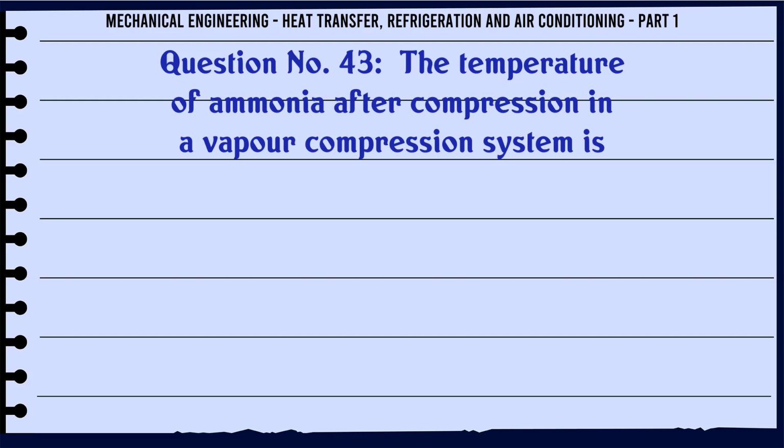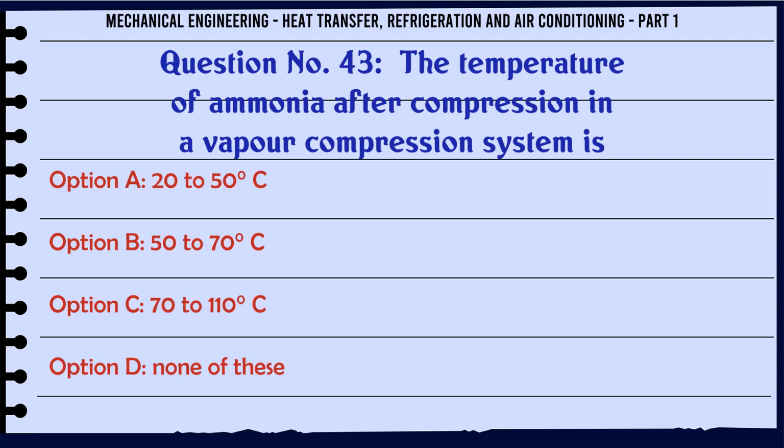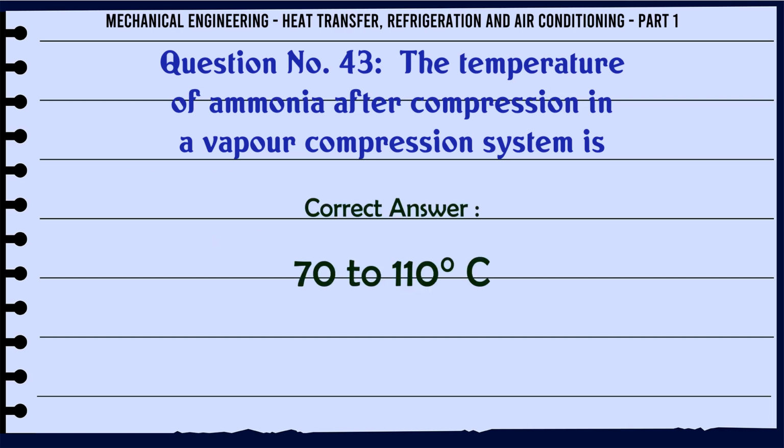The temperature of ammonia after compression in a vapour compression system is: A. 20 to 50 C, B. 50 to 70 C, C. 70 to 110 C, D. none of these. The correct answer is 70 to 110 C.